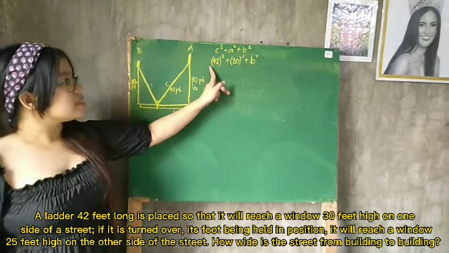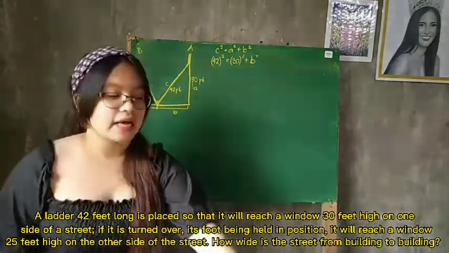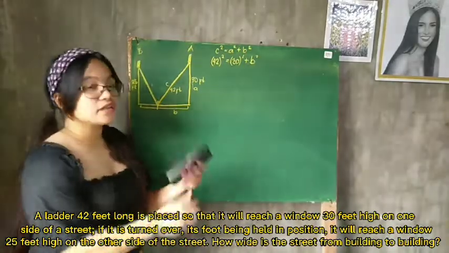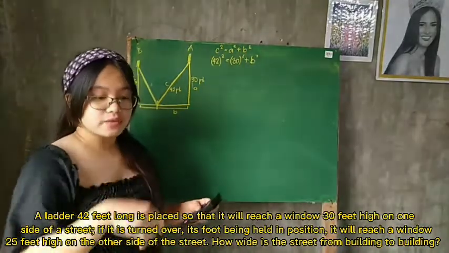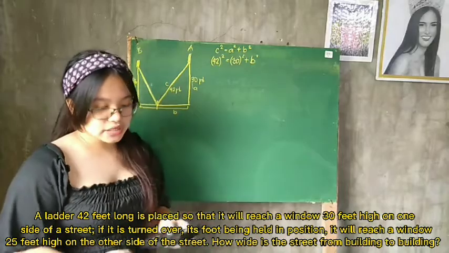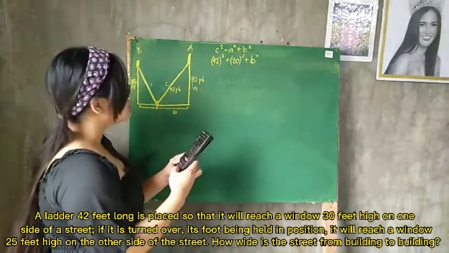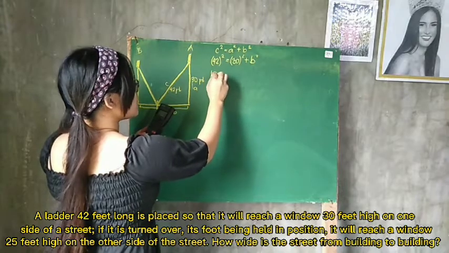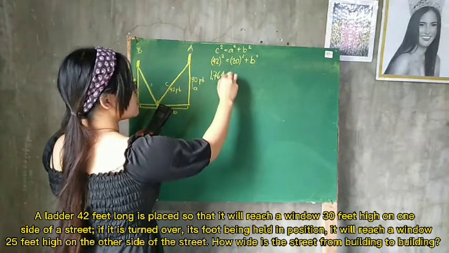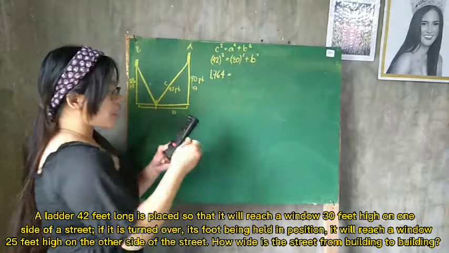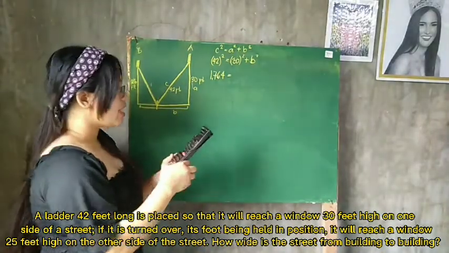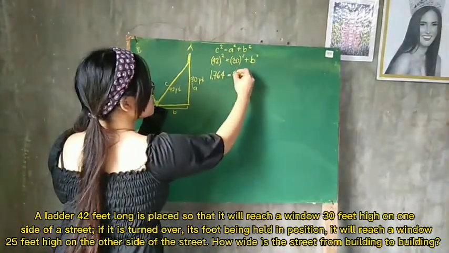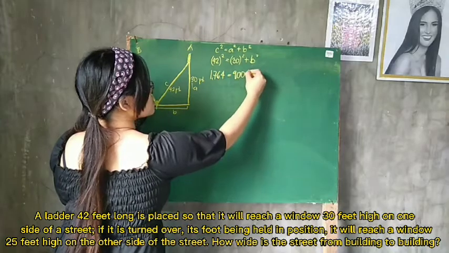Then let's square. We need a calculator, but you can do it manually; it is just faster to use a calculator. So we have 42 squared, which is 1,764 feet. 30 squared is 900, plus b squared.